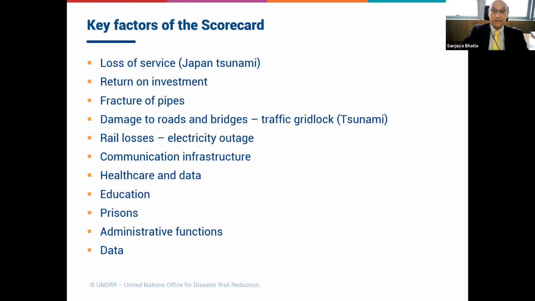But it also looks at return on investment. It looks at fracturing of pipes for water supply, for gas. In the Kobe earthquake, for example, most of the deaths were from gas pipeline bursts and in wooden structures. So that caused a lot of the fires. Damages to roads and bridges. We saw that photograph with the collapsed bridges. But there's also a good point from that.